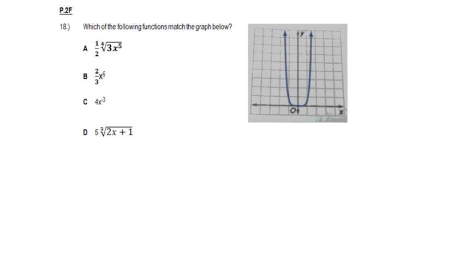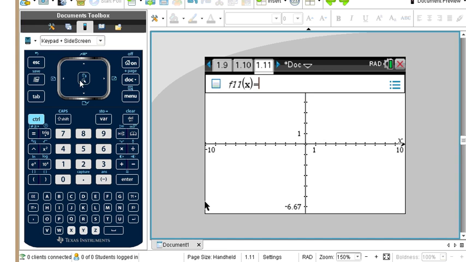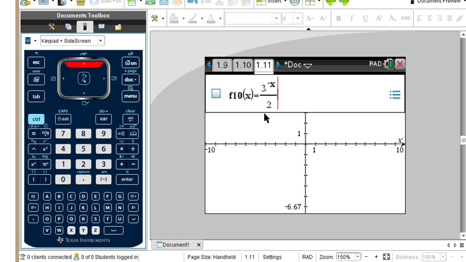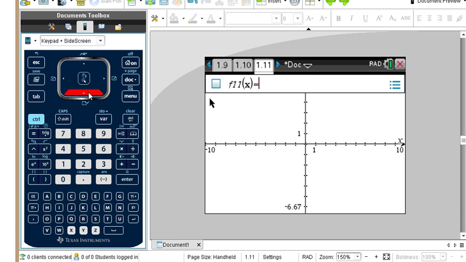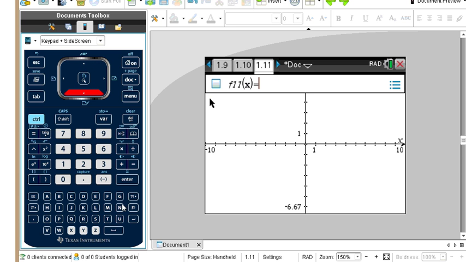18. Which of the following functions matches the graph below? And you can try all these functions. I'm going to enter the correct answer, which I believe is B. And so you go to your calculator, Control I, and graph, and there. I don't have it here, so let me go ahead and put it in here.